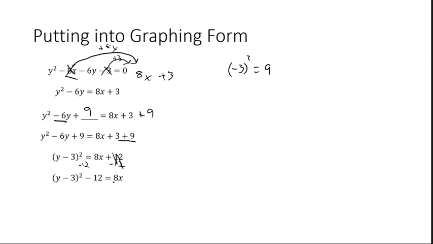And then we can divide both sides by 8. Make sure you divide every term by 8. So this divide by 8 or multiply by 1/8, same thing. Divide this by 8 as well. And what we have is x equals 1/8 times y minus 3 squared minus, and then 12 over 8. You can reduce that to get negative 3 over 2.